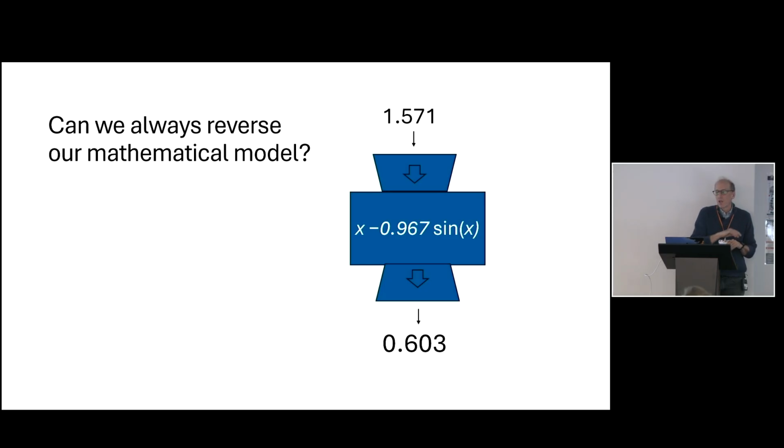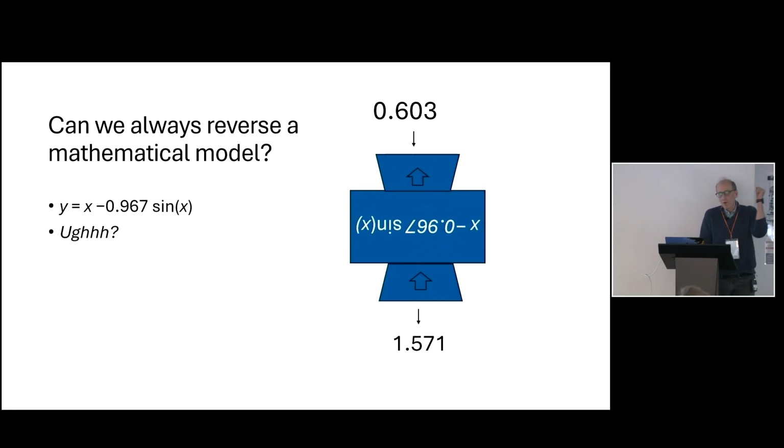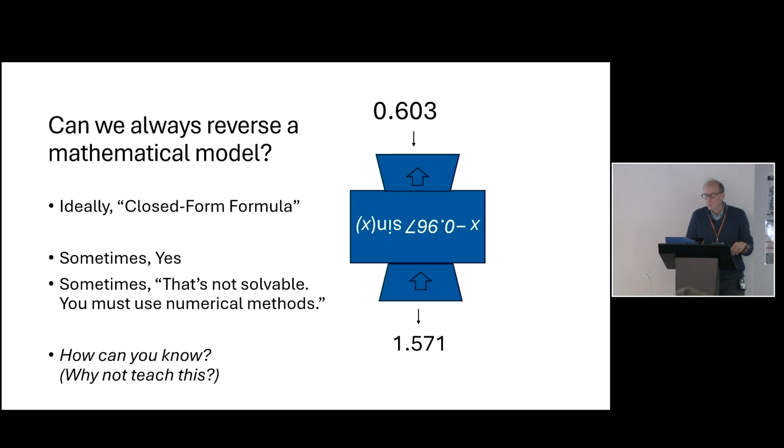Here's another equation. If I shove 1.471 into this equation, my computer has no trouble telling me the answer is 0.603. But what if I want to jam the 0.603 in and see what I could have put in to get that result? Well, we'll do what we did before. We'll write y equals x minus this constant times sine x, and then I have no idea what to do next. So what I really want here is a nice equation, what's sometimes called a closed form formula.